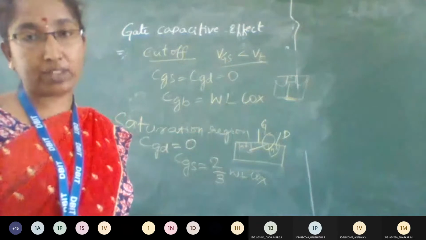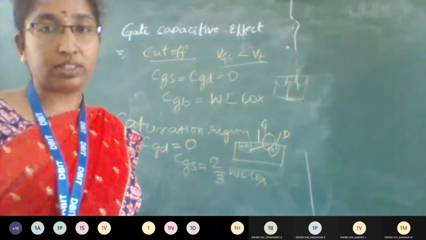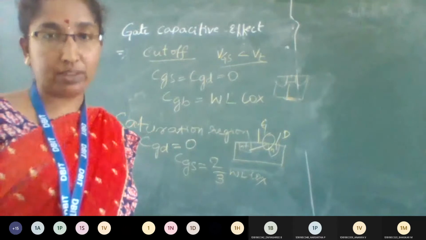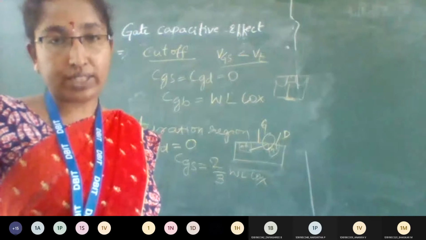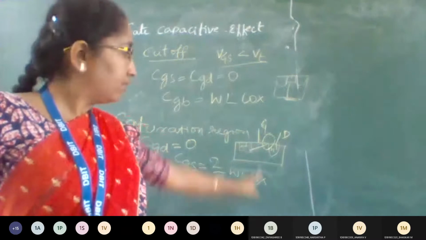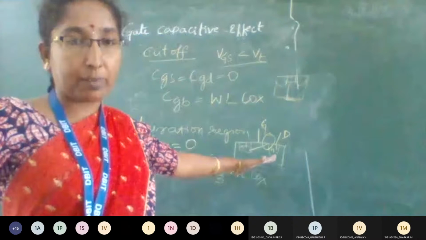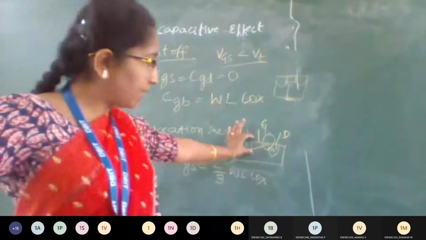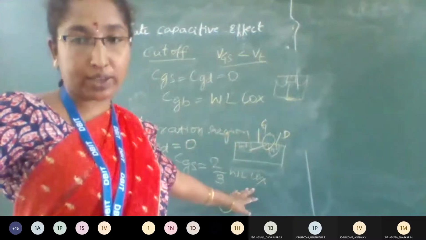Is this clear with gate capacitive effect? So we found out in the 3 regions what is the CGS value, what is the CGD value and CGB. In the triode region, the channel is uniform, CGS is equal to CGD is equal to half of WL COX, whereas in saturation region, the channel is going to be pinched off at the drain or it will take a tapered shape. So CGD will be 0. The maximum capacitance appears across the source. That is 2/3 of WLCOX.